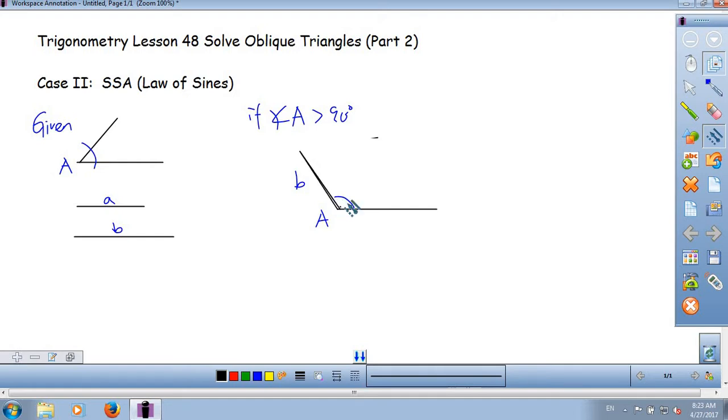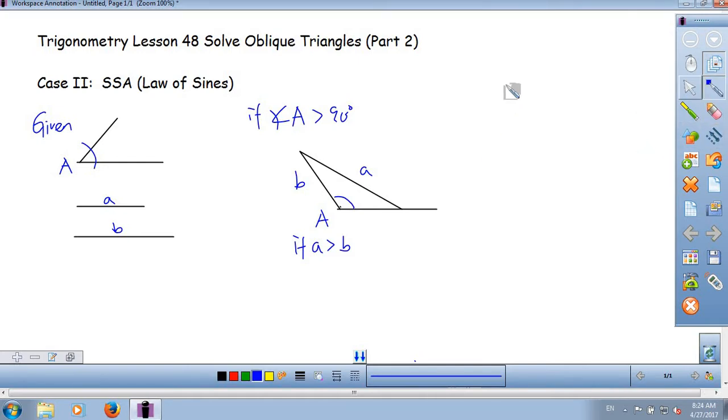Now, if side A is the same size as side B, I still can't make a triangle, because if I draw an arc, like this, I would only be coming towards the vertex of A. I won't be able to make a triangle. So the only case, if angle A is greater than 90 degrees, that we will be able to make a triangle is that A is longer than B. If A is longer than B, I can close up here, and that way I will be able to make a triangle. So if angle A is greater than 90 degrees, we will only make a triangle if side A is greater than B. That's one of the conditions.